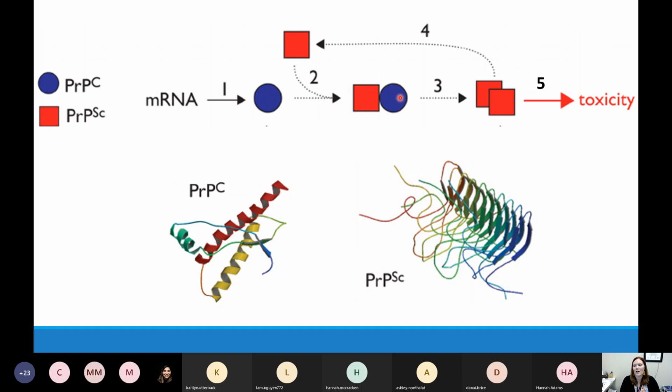It goes from being folded in alpha helices to being folded in beta sheets. Except now that it has beta sheets, it can't do its normal job anymore. And even worse, now it can go around and find somebody else who's folded correctly and say, hey, you would look way better with beta sheets. Okay, I'll get beta sheets too. This process goes on and on and on until we have so many of these prion proteins that are misfolded inside our cells that it leads to the death of the cells.